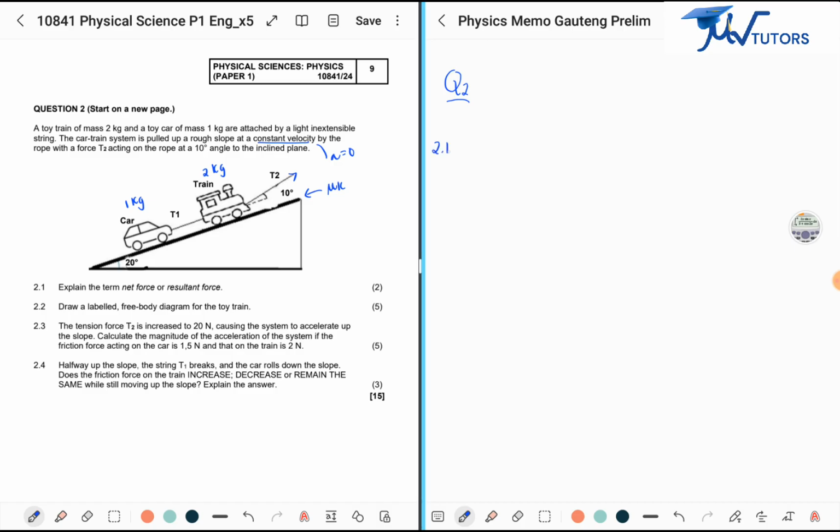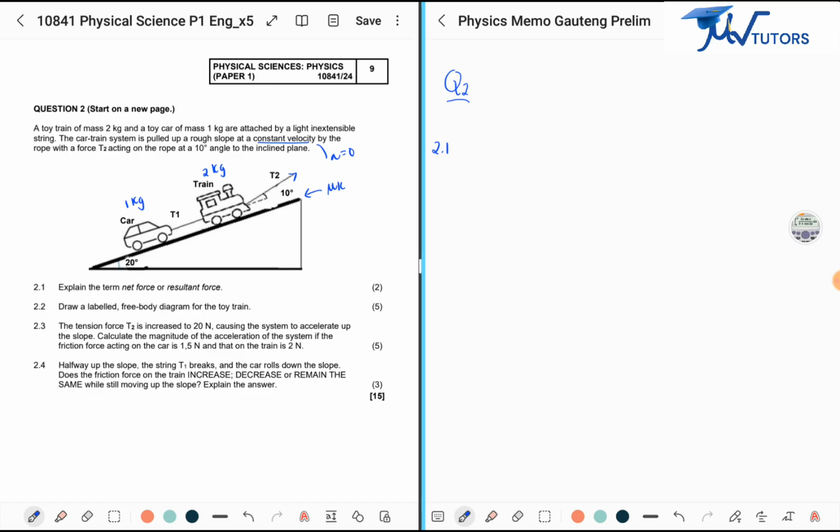So, 2.1, explain the term net force or resultant force. I'm not going to write this down, I'll just say it out. So basically, the net force on a body is the sum of all the forces that are acting on it. Two or more forces acting on that particular body.